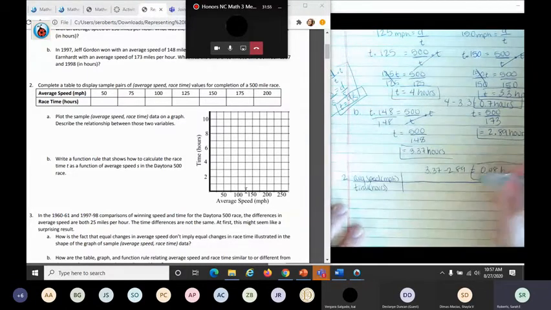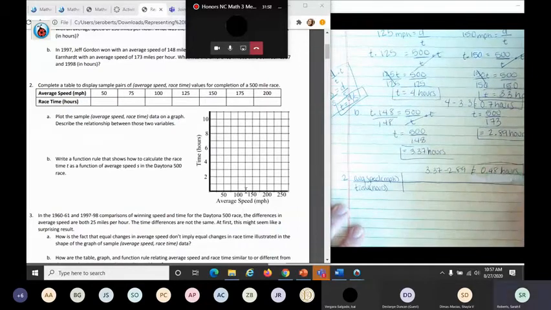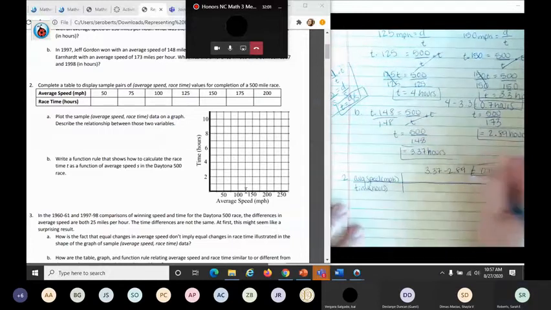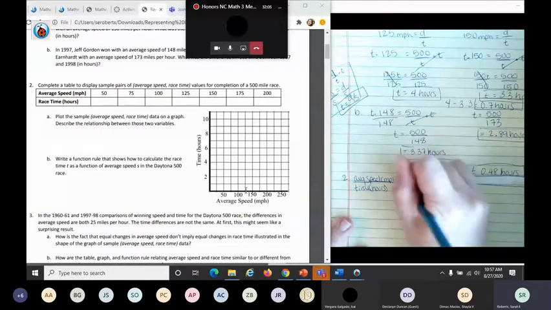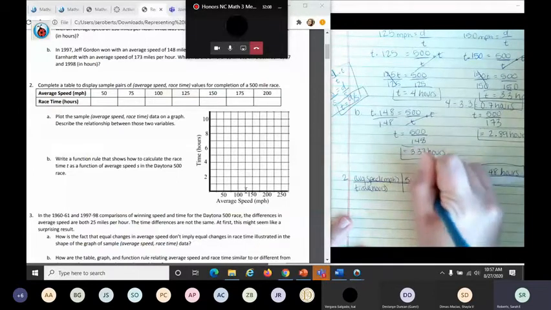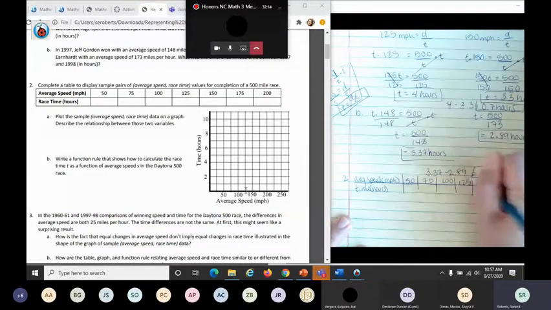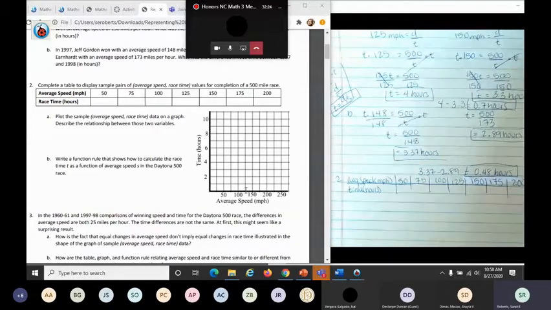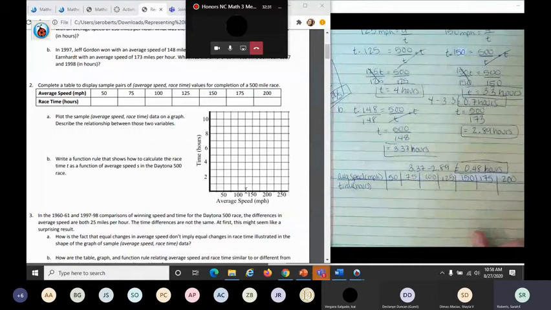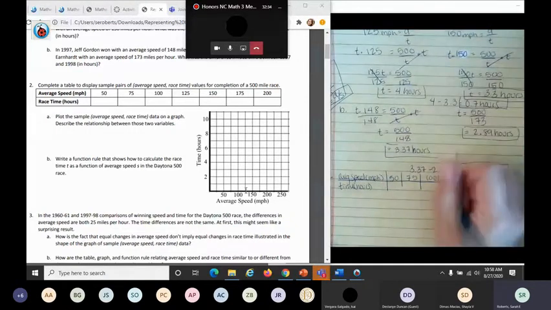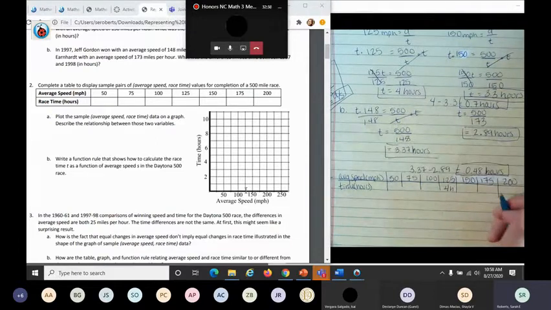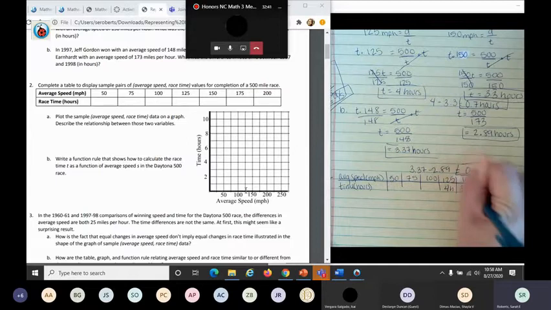Oh, my little square is getting in the way right here. Okay, so we go up by 25 miles per hour each time. So we have 50, we have 75, 100, 125, 150, 175, and 200. So we need to fill in all those values. I'm going to call on each of you to see what your solution is for each one of those values. We do already have 2 of them. We solved for them in part A. 125 is 4 hours, and we have that 150 is 3.3 repeating hours.